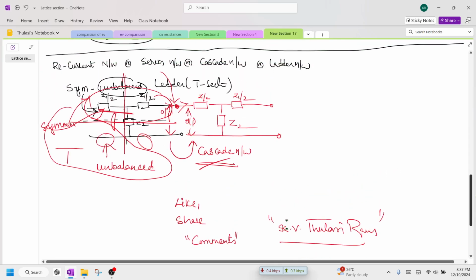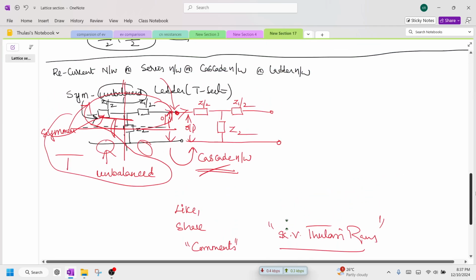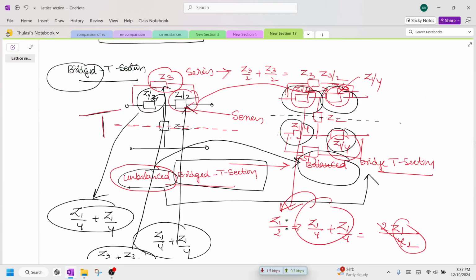Just seeing the video will not give you sufficient knowledge. Just draw the network and convert that unbalanced into balanced, symmetrical and unsymmetrical. Then you can understand the things better.